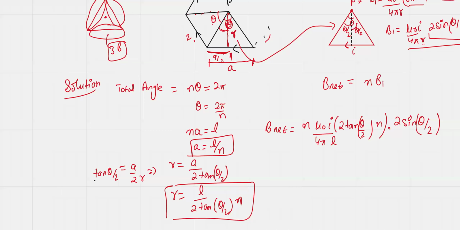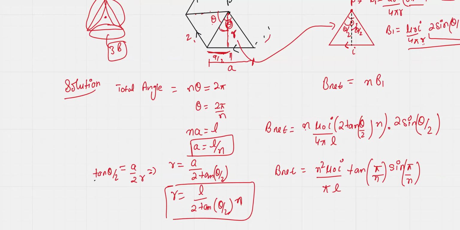Okay. Now, if you see carefully, can I do one thing? B net is equal to this is n, this is n, it becomes n square. What is the rest part? This is 4, this is 2 into 2 becomes 4, so cancel out. So B net is mu naught I divided by pi times L, times tan of theta. What is theta? 2 pi by n. So when you keep this 2 pi by n, it will become pi by n. So tan of pi by n. Here also this will become sine of pi by n. Clear?